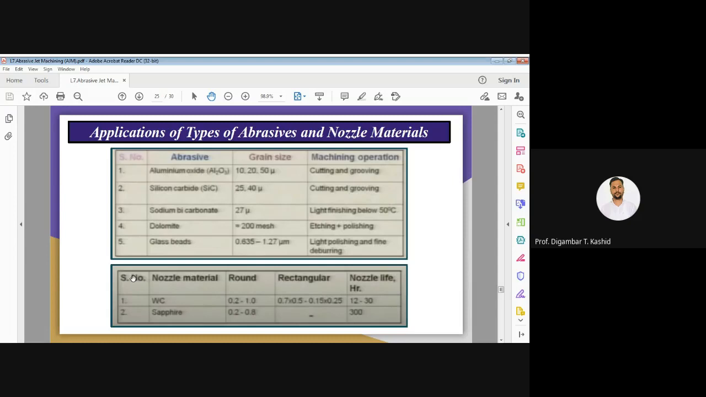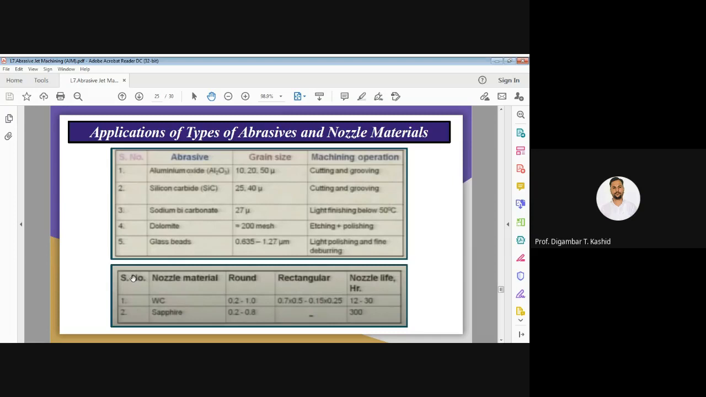The grain size you can take is 0.63 to 1.27 micron. This is about the abrasives: for which machine operation what type of abrasive we should select, and which grain size we should select.